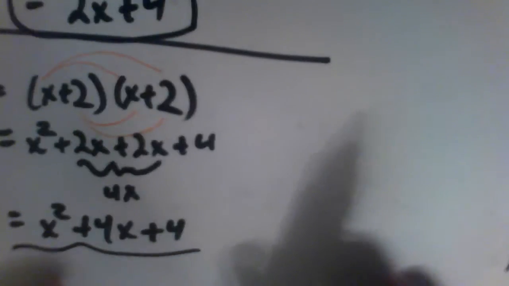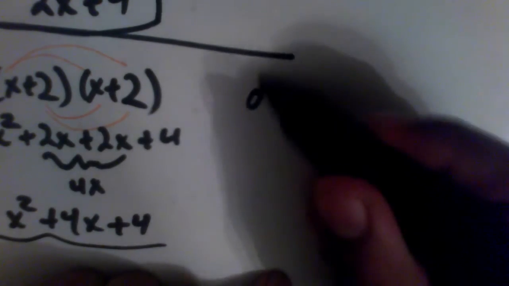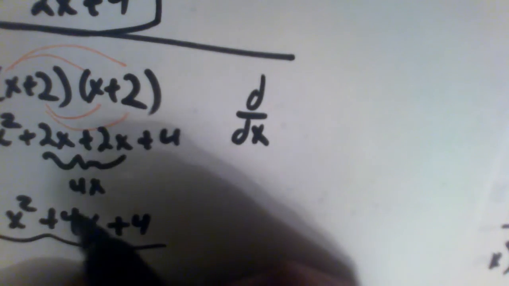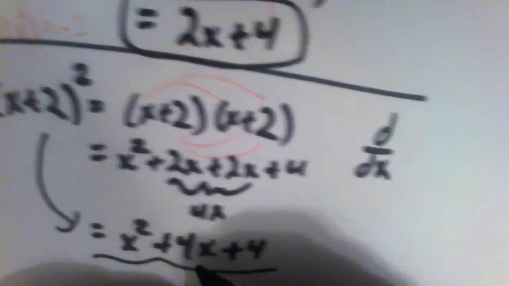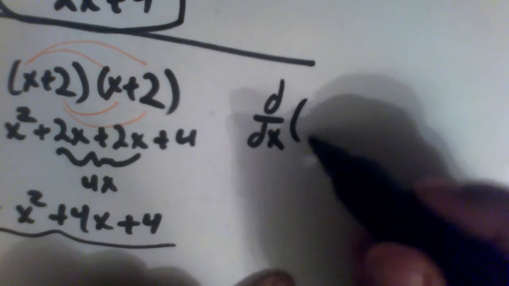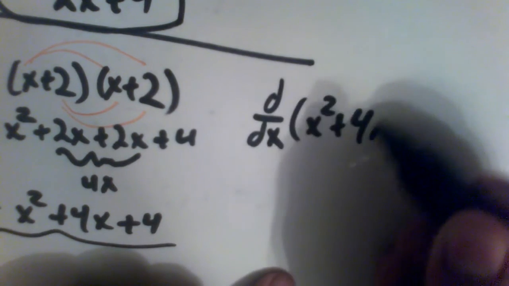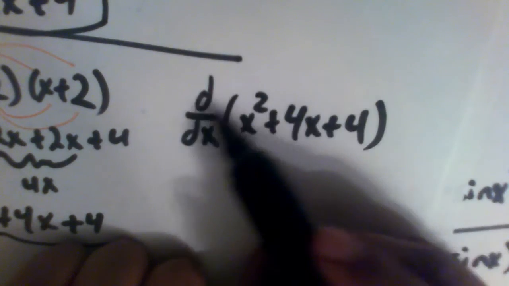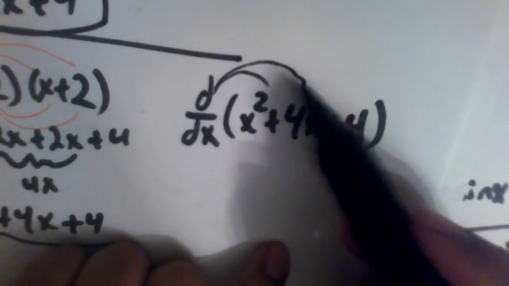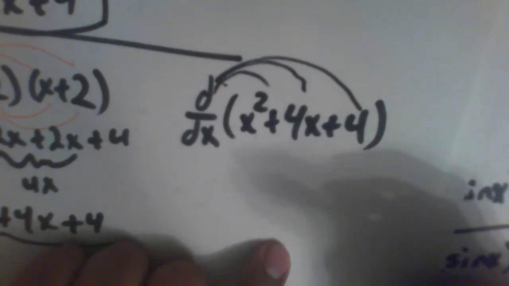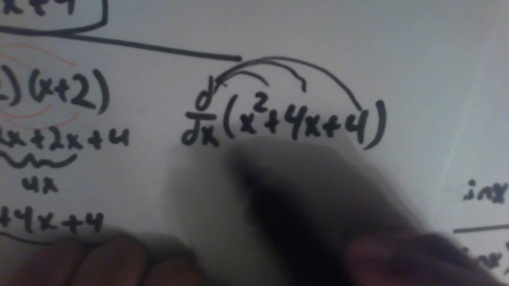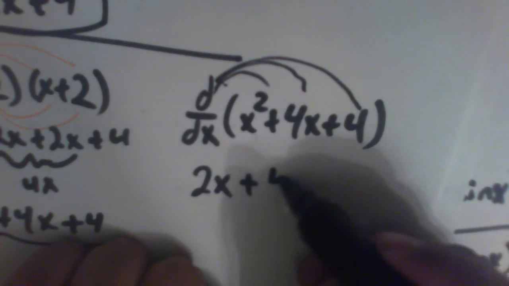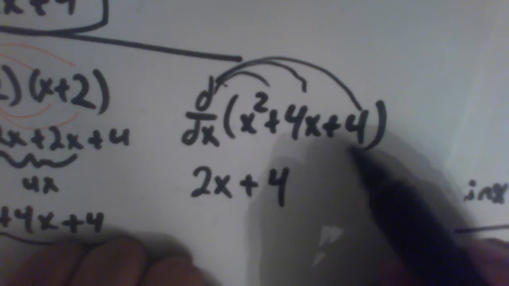So now we're going to take the derivative, right? So the derivative of our simplified x plus 2 squared would be the derivative of x squared plus 4x plus 4, right? So again, the derivative is a linear operator, so we can distribute d/dx onto every term inside the parentheses. So the derivative of x squared, that's going to be 2x, right? The derivative of 4x, that's 4. The derivative of 4 is actually 0.